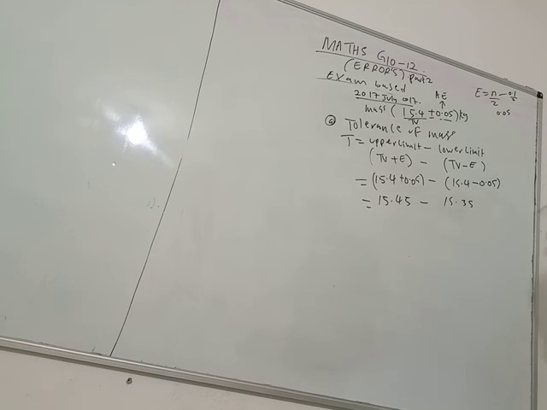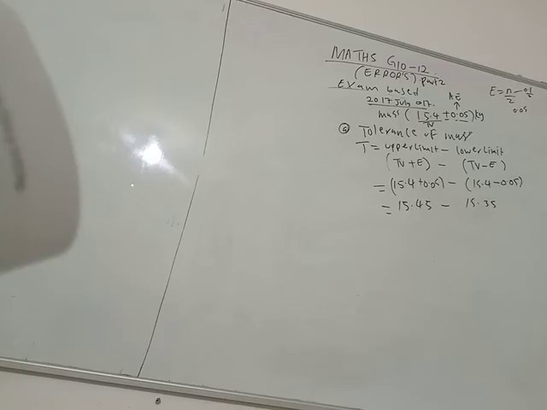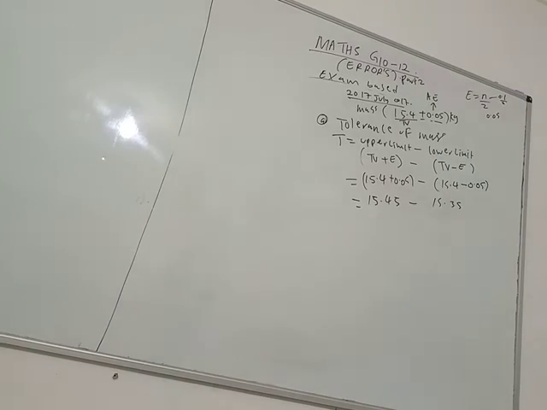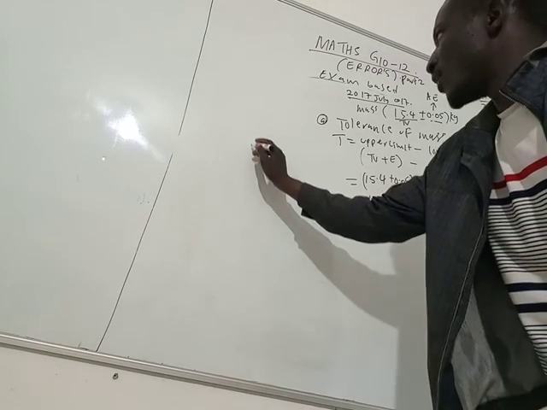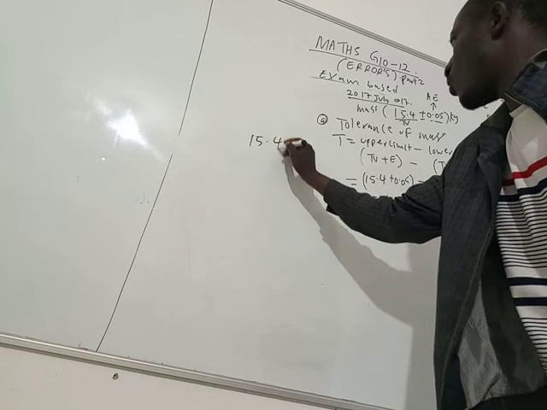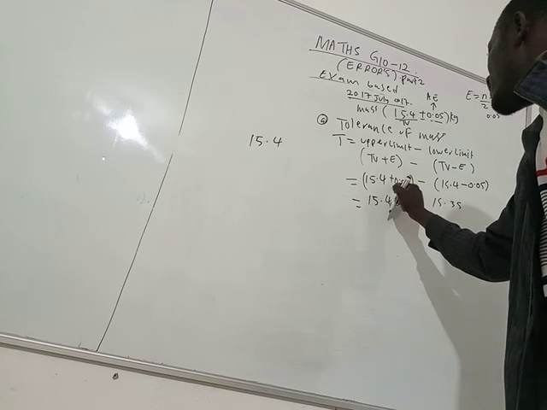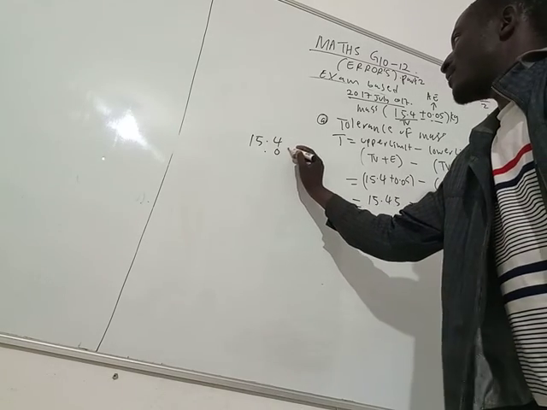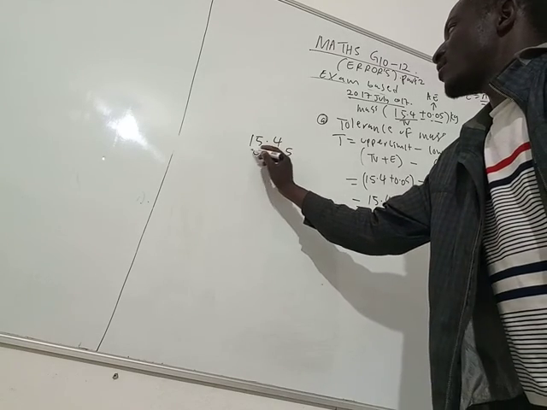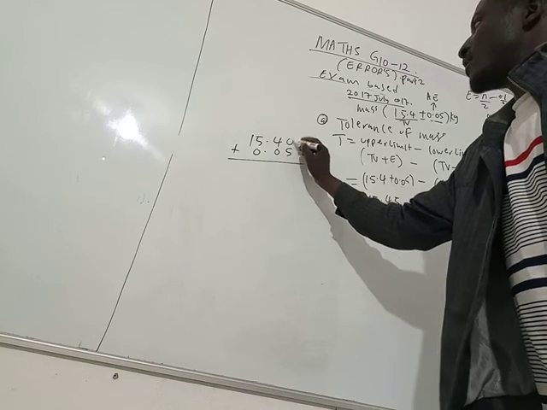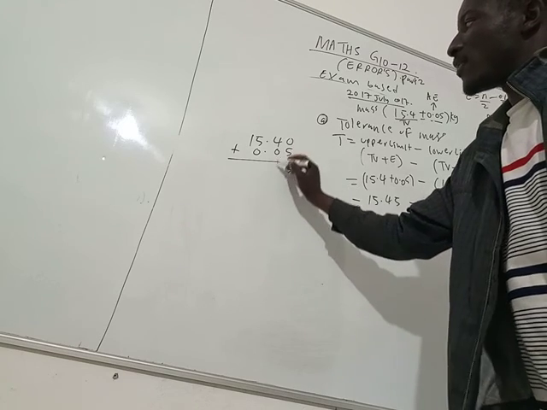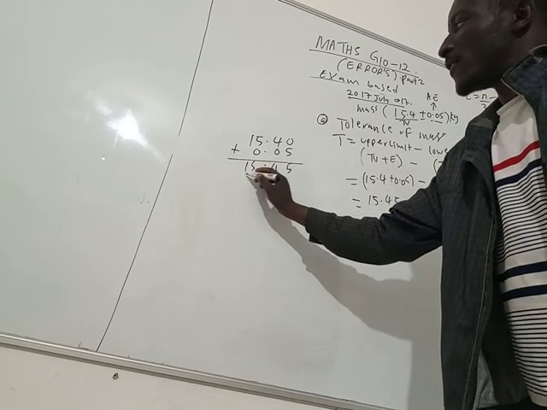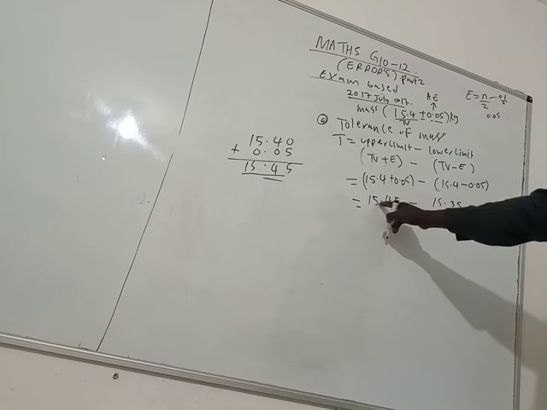The grade 12s, the grade 10s do not face challenges in trying to find this. In case you do not know, this is how you find it. Since this is 15.4, you put a point here. The 0.5, you put it at the back, then you put a 0 this side. You put a plus, you put a 0 here. 0 plus 5, 5, 4, 15. So that's how I have found the 15.45.